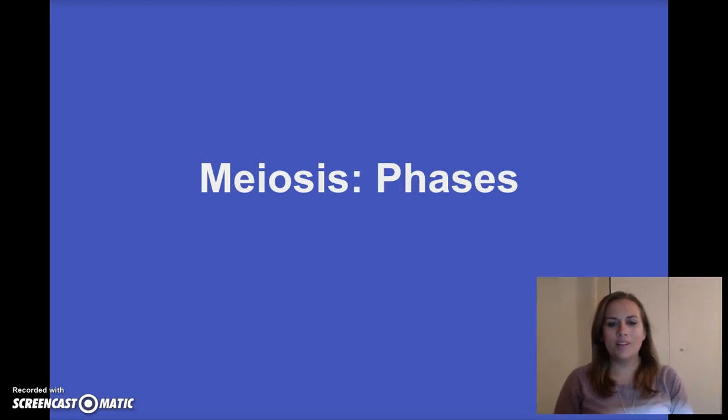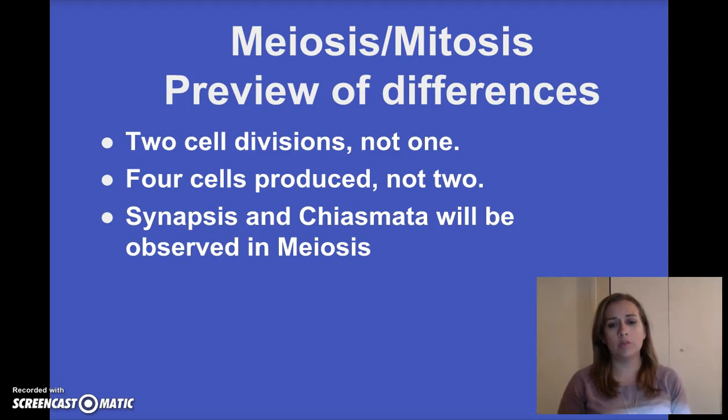Hey everybody, we are going to continue on with this unit and we're going to start today talking about meiosis and the phases of meiosis. We're also going to look at the differences between meiosis and mitosis. So mitosis was one cell division, whereas meiosis is going to have two cell divisions. And because you're having twice as many cell divisions, you're also going to have twice as many cells produced. So at the end of meiosis, we're going to have four cells that are produced.